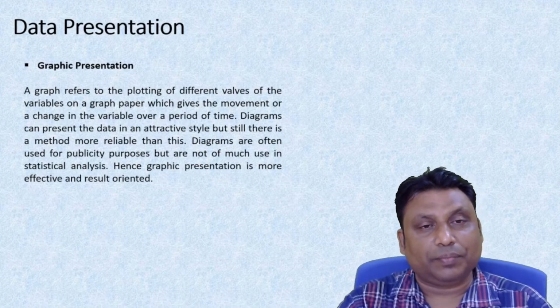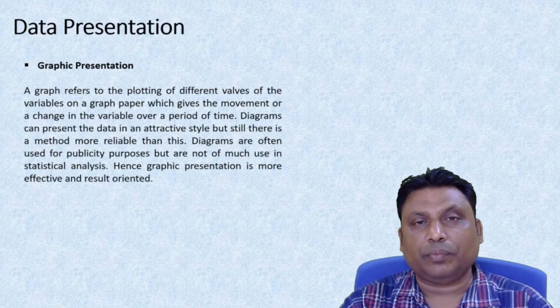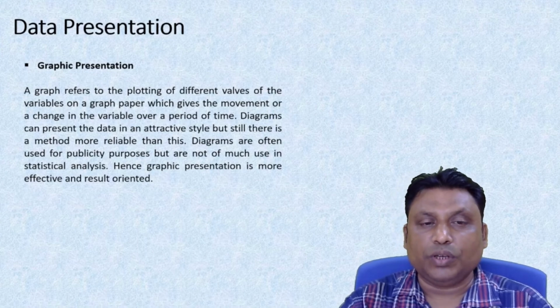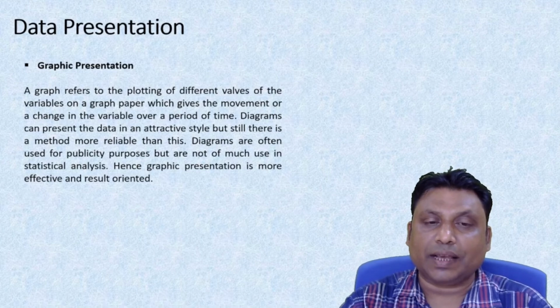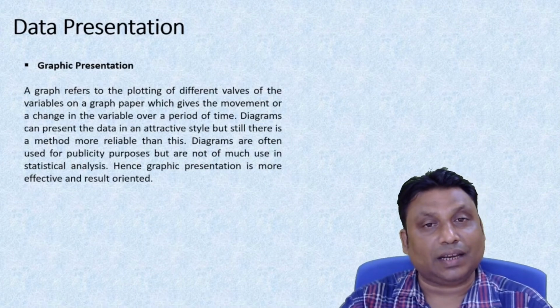So first is graphical presentation. A graph refers to the plotting of different values of variables on graph paper, which gives the movement or change in the variable over a period of time. Diagrams can present the data in an attractive style, but there is still a more reliable method than this. Diagrams are often used for publicity purposes but are not much used in statistical analysis.